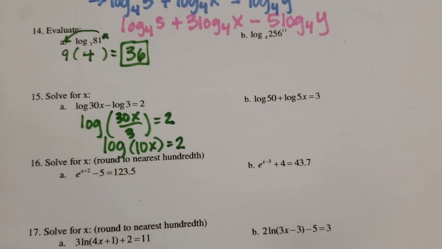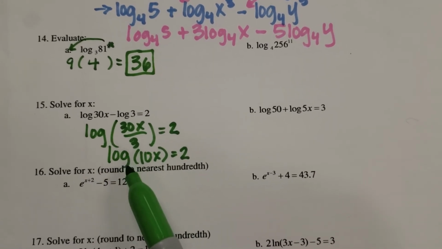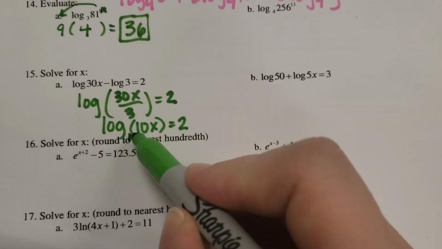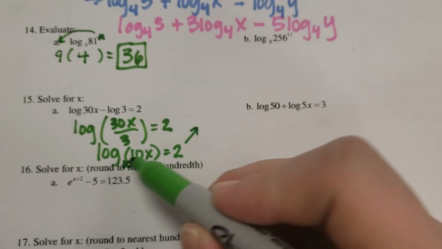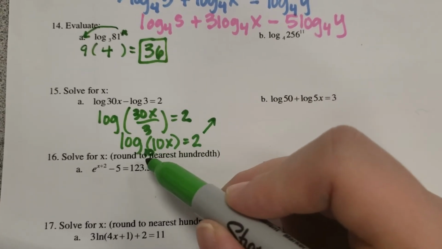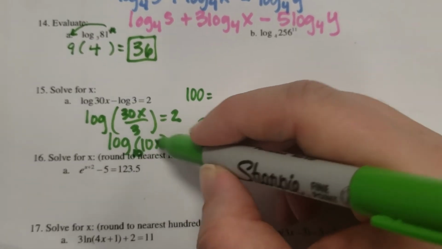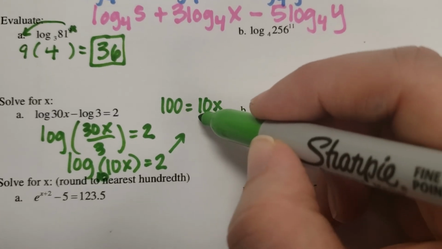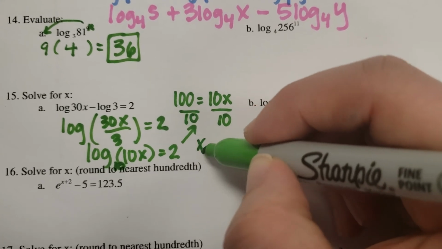equals 2. And then to get rid of the log, I need to rewrite it in exponential form. So this is log base 10. We know that when the base is not written, it's 10. So if I wrote this in exponent form, it would be 10 squared, the base to this exponent, 10 squared is 100, equals this result, 10x. So if 100 equals 10x, I divide by 10, and x equals 10.